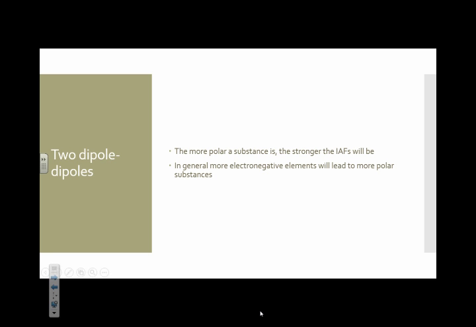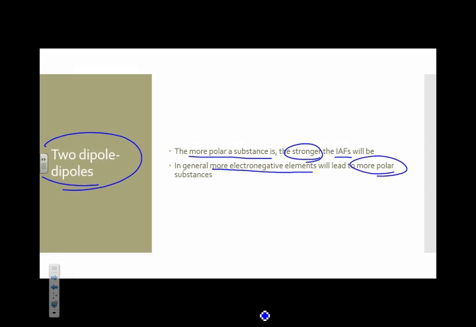When we have intermolecular attractive forces and we're trying to decide whether a substance has a stronger or a weaker intermolecular attractive force, sometimes you're going to run into a circumstance where you have two dipole-dipole substances. What you want to remember in those circumstances is that the more polar a substance is, the stronger the intermolecular attractive forces will be. In general, more electronegative elements, we know about electronegativity from the periodic table, will lead to more polar substances.